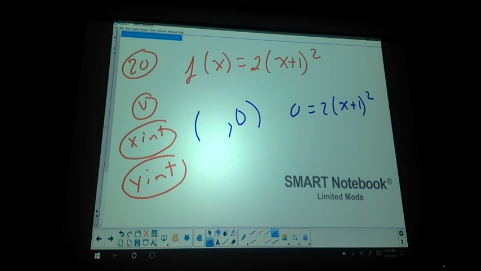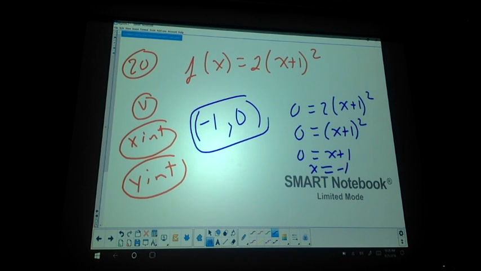Is that okay so far? I'll divide both sides by the 2, so I still wind up with this. Make sense? Take the square root of both sides. Well, the square root of 0 is just 0. So I find that x equals -1. So that is my x-intercept. There's only one of them. That's also going to be my vertex. So my vertex and my x-intercept are the same thing.